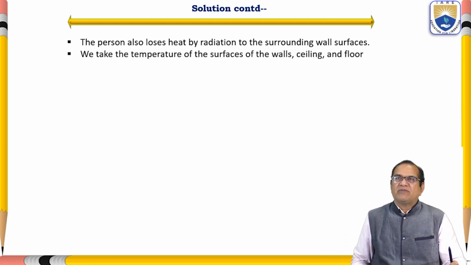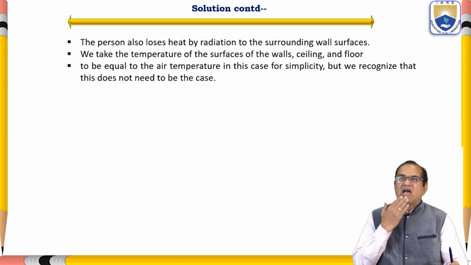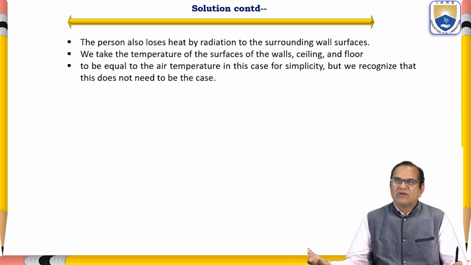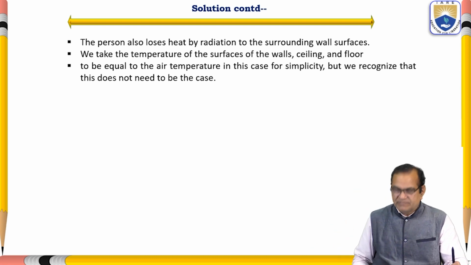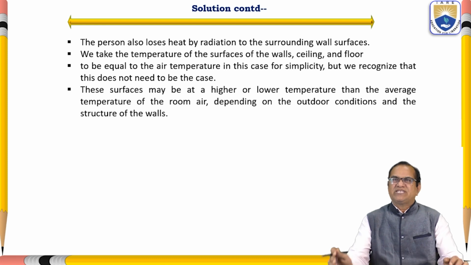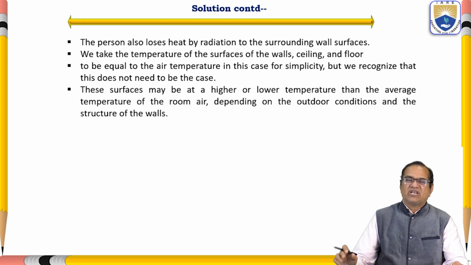We take the temperature of the surface of the wall, ceiling and the floor in this case to be equal to the air temperature for simplicity, but we recognize that this does not need to be the case. In a real scenario it may not be the same. These surfaces may be at a higher or lower temperature than the average temperature of the room air, depending on the outdoor condition and the structure of the wall.